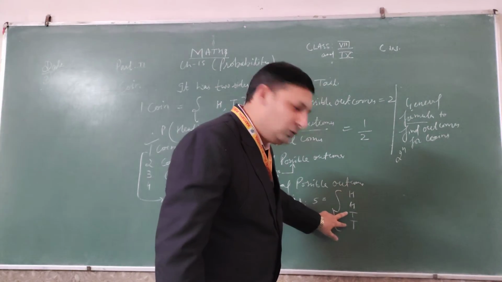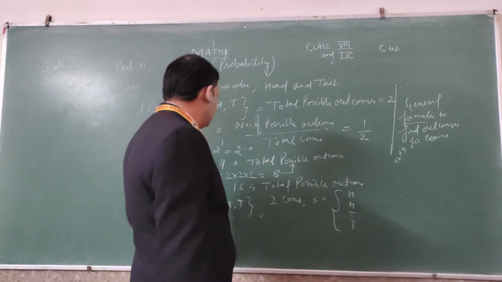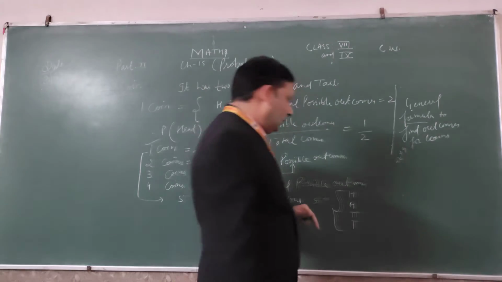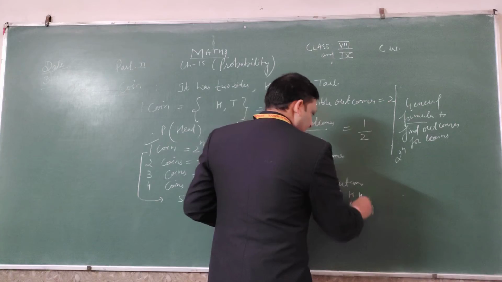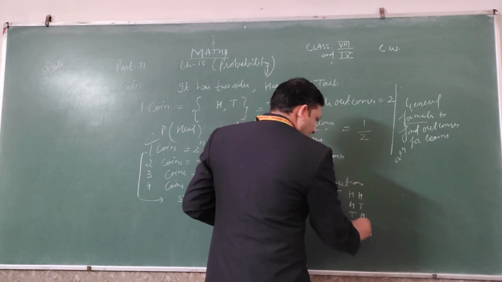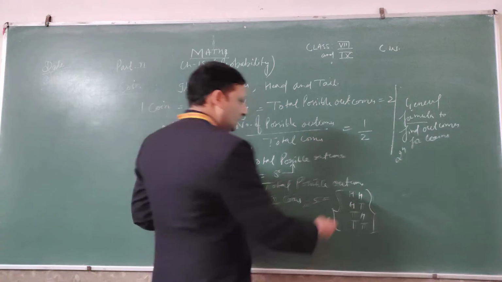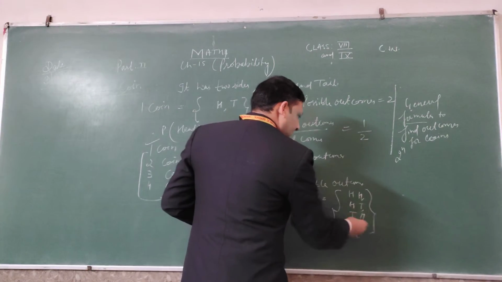After that I will write the 2 tail. Now in the second toss I will divide 2 by 2. Then 1 head, 1 tail, 1 head, 1 tail. A simple way to write the sample space for the 2 coins. So see, here I will write the commas.